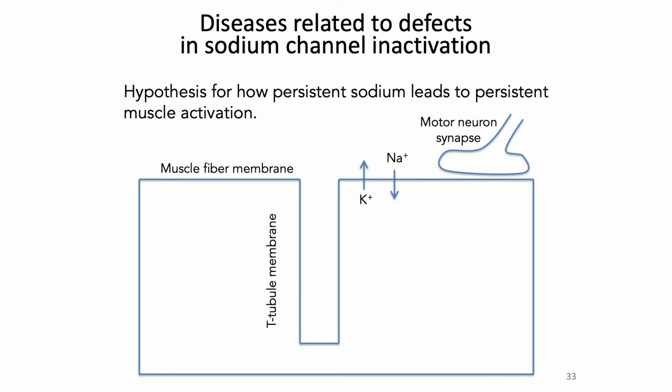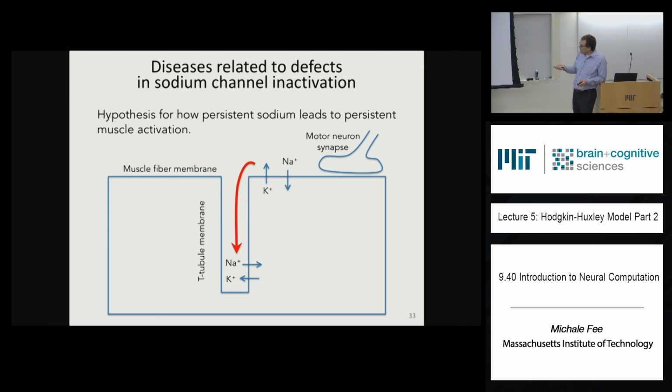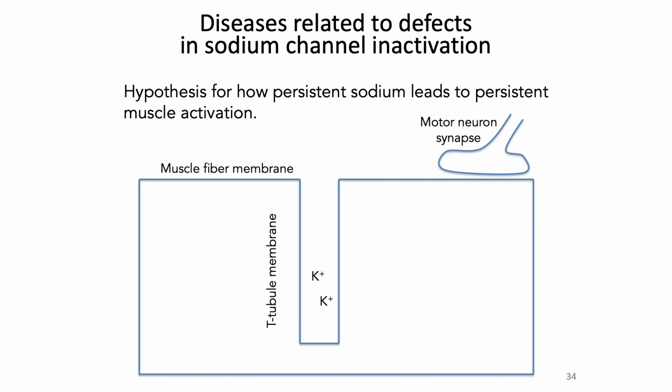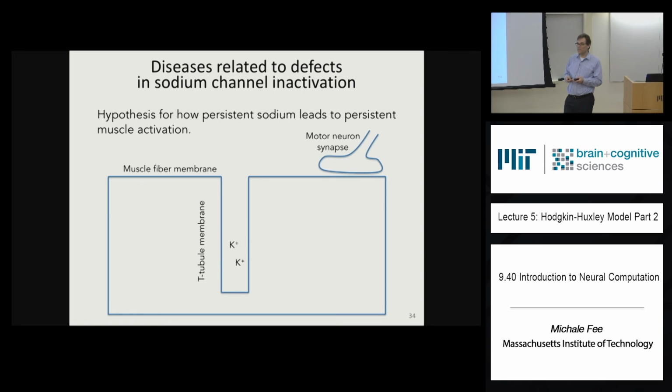Now that action potential propagates into the T-tubule, which means you're going to have sodium flowing into the cell and potassium flowing out of the cell. But out of the cell means into the T-tubule, right? So what normally happens is after an action potential, you're left with an excess of potassium in the T-tubule. So what do you think is going to happen? Anybody?